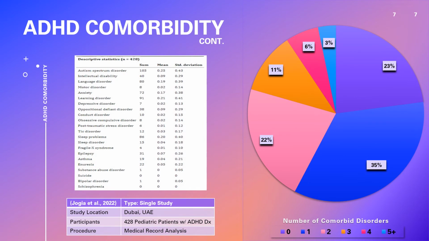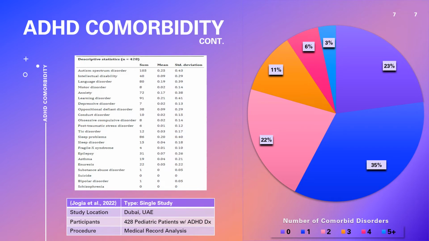A recent study by Jogi and others, conducted in Dubai of 428 Middle Eastern pediatric patients with current ADHD diagnosis, examined the frequency of ADHD comorbidity in children and adolescents. The study used systematic sampling of medical records on a population of children and adolescents diagnosed with ADHD at a Dubai Children's Specialty Hospital between the years 2017 and 2020.